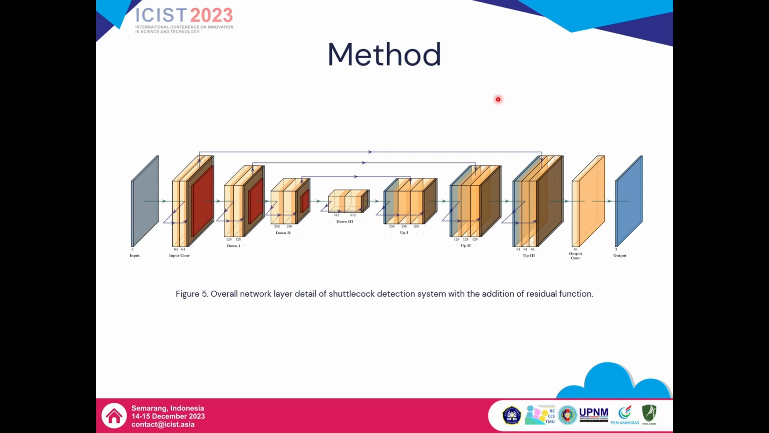This is the overall network layer detail of the shuttlecock detection system with the addition of the residual function. You can see there is a residual function here in every block, in every layer. This is our proposed method to make shuttlecock detection better.